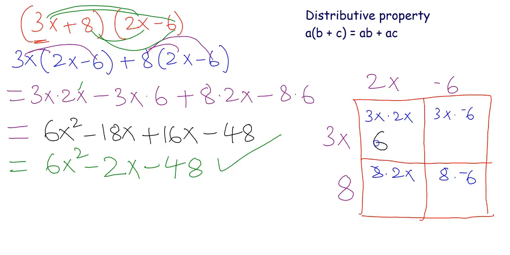3x times 2x gives me 6x squared. 3x times negative 6 is 18x with a negative sign. 8 times 2 is 16x. Again 8 times 6, that is negative 48. You can see that this 6x squared is here, minus 18x over there, plus 16x, the third term, minus 48 over there. Okay, now 6x squared, you bring it down.